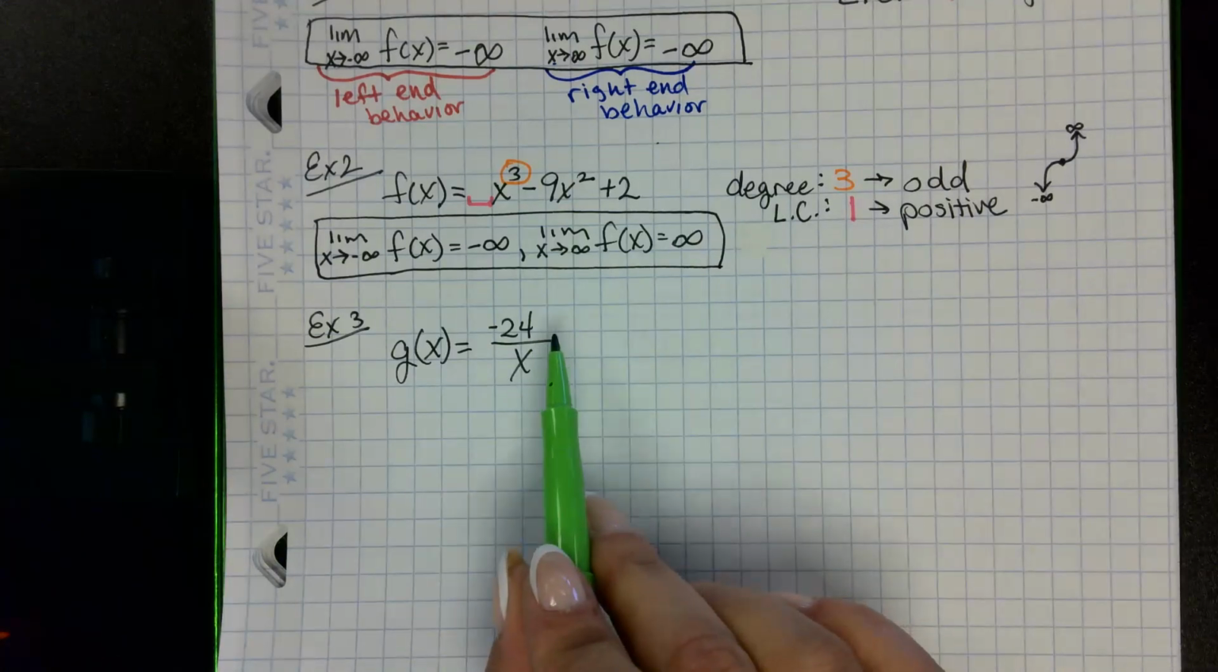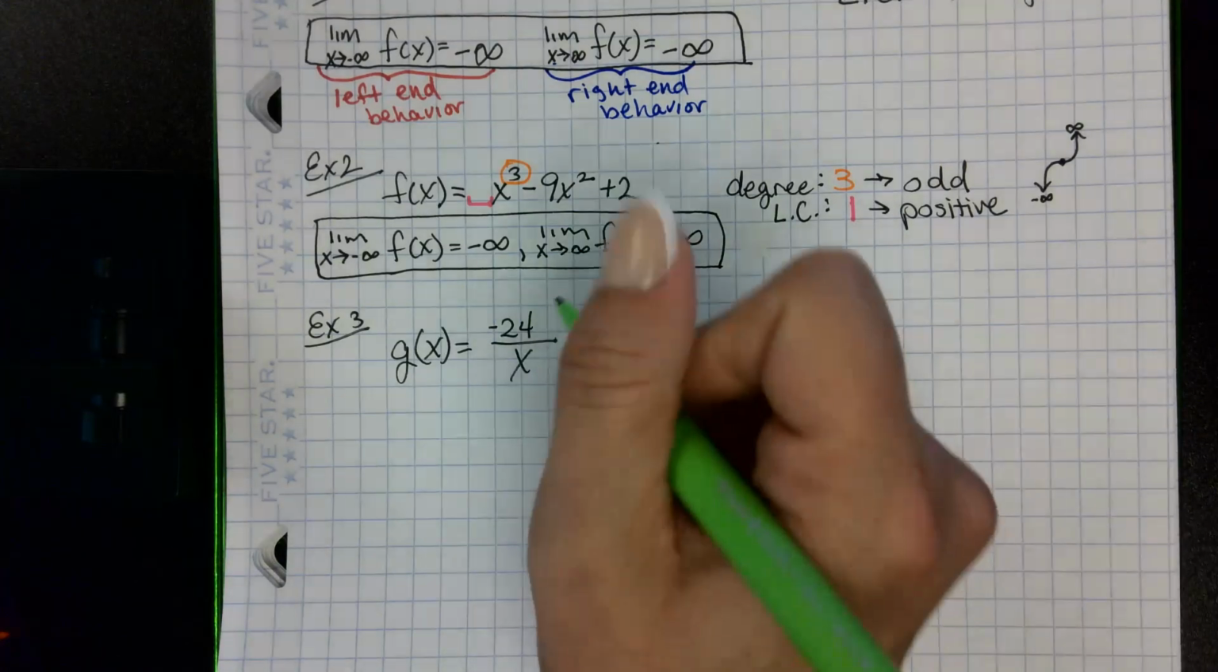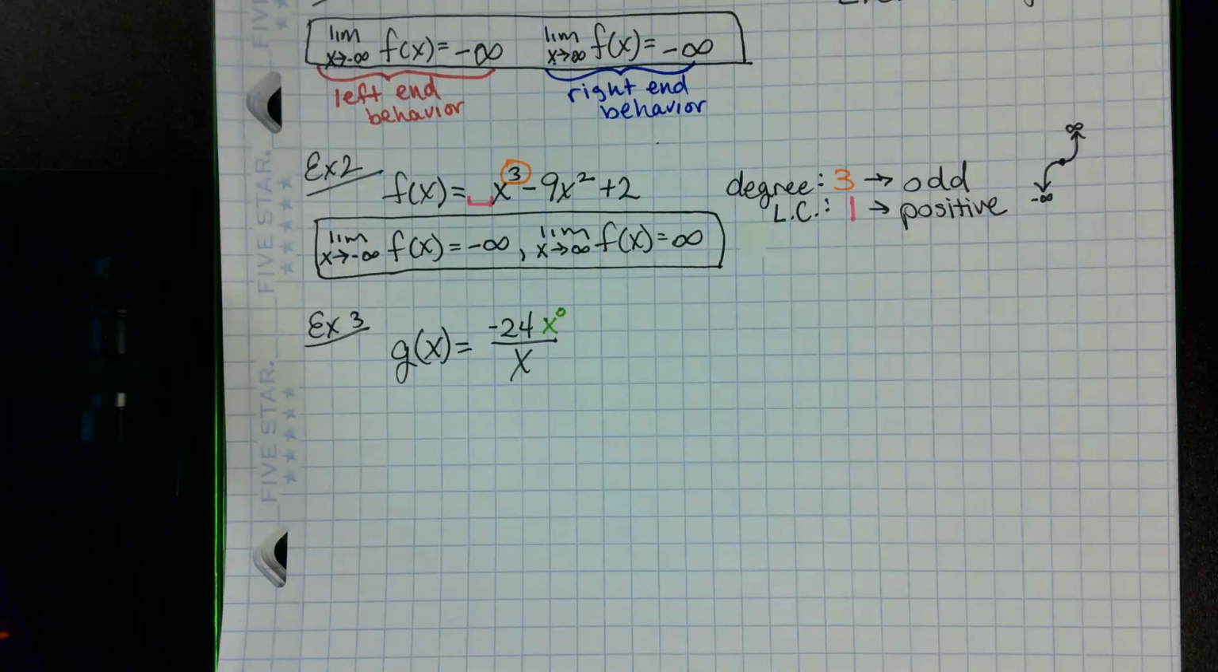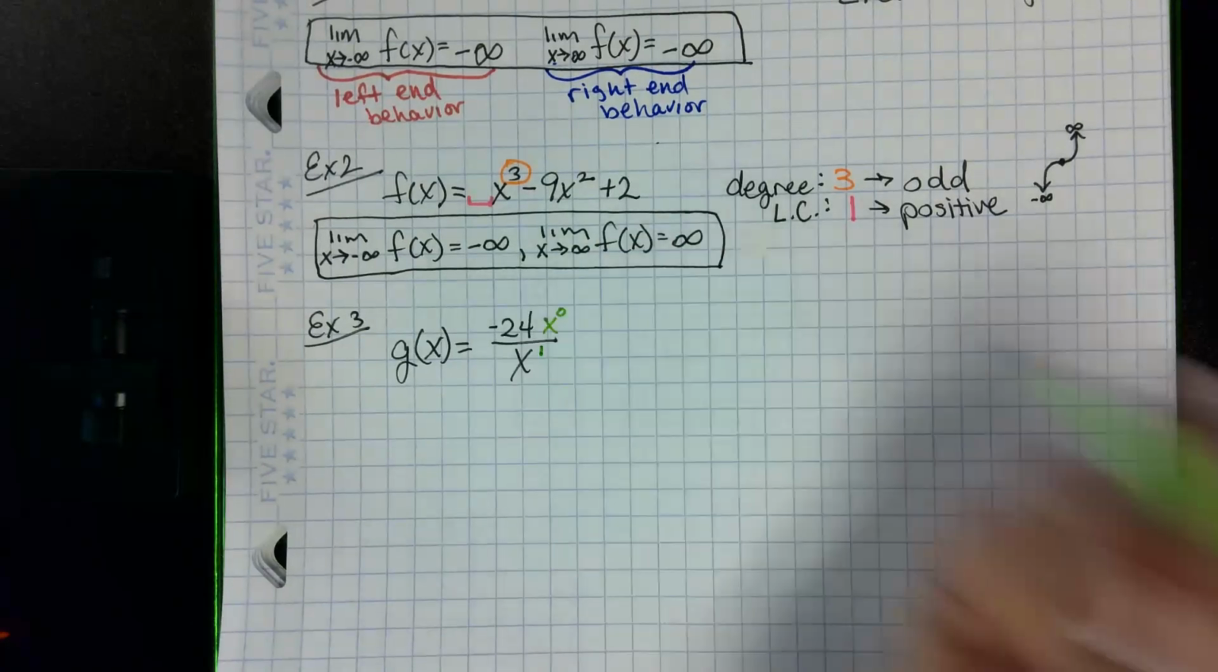There's not an x in the numerator. So if there's not an x in the numerator, I can put one up there and say it's a degree 0, because anything raised to the 0 power is just 1, right? So if there's not a variable in the numerator, it's because it has a power 0. In the denominator, we have x, so that's x to the first power.